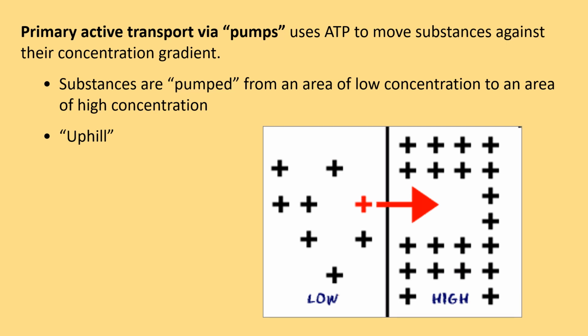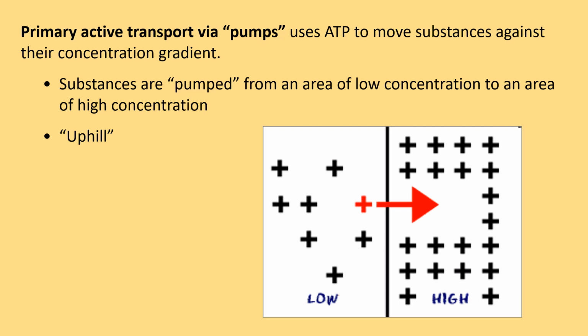During primary active transport, a transmembrane protein, often referred to as a membrane pump, uses ATP to move something across the plasma membrane against its concentration gradient. And when we say against its concentration gradient, we mean that the substance is moving from an area of low concentration to an area of high concentration.